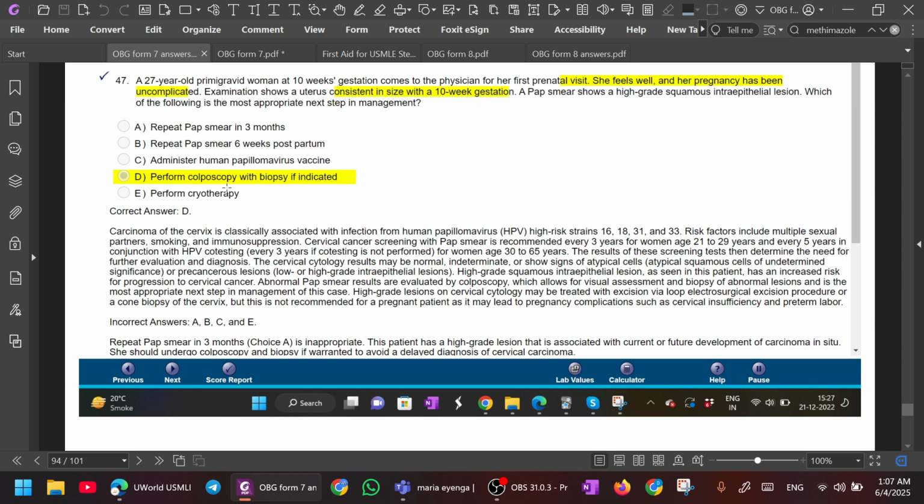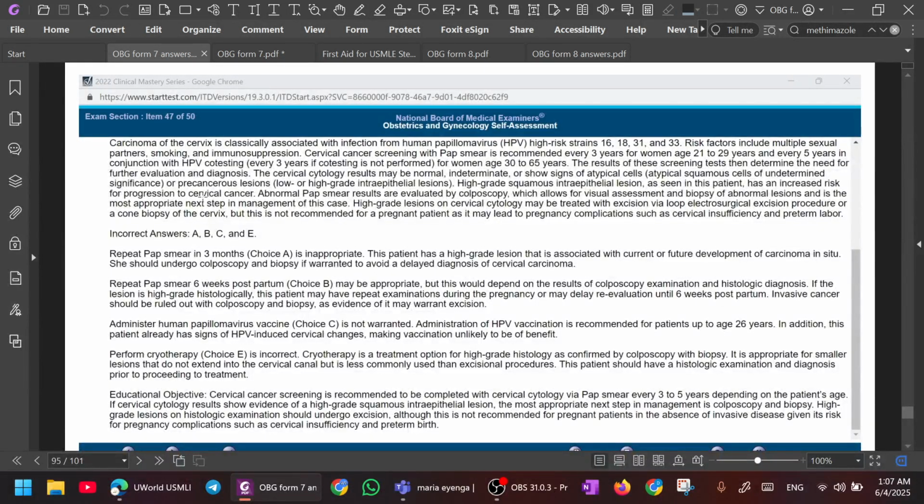High-grade lesions on cervical cytology may be treated with excision via LEEP or cone biopsy of the cervix, but this is not recommended for pregnant patients, as it may lead to complications such as cervical insufficiency and preterm labor. It is not safe. Administering HPV vaccine is not warranted. Administration of HPV vaccine is recommended for patients up to age 26. In addition, this patient already has signs of HPV cervical changes, making the vaccination unlikely to have a benefit.